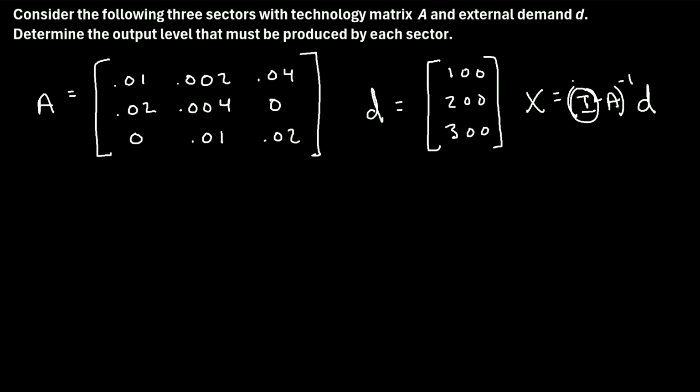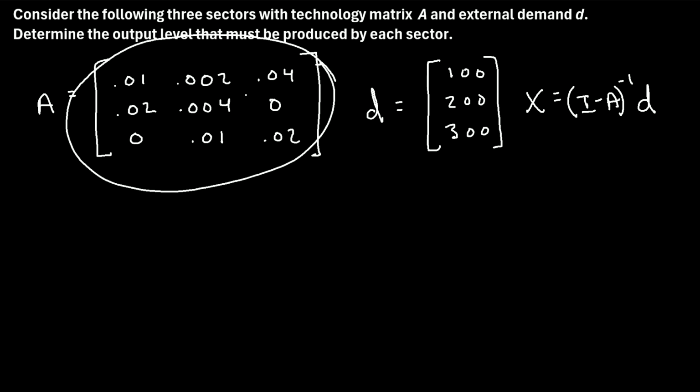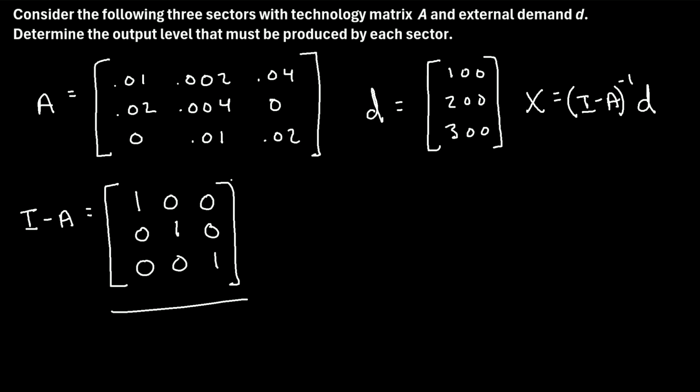So I, that's the identity matrix. When we're given a technology matrix like this, the identity matrix will be the same size as this matrix, but it will have 1s along all of the diagonal elements and 0 everywhere else. So here's what that looks like. So here is I, the identity matrix. Then we're going to subtract A, the technology matrix that we were given.